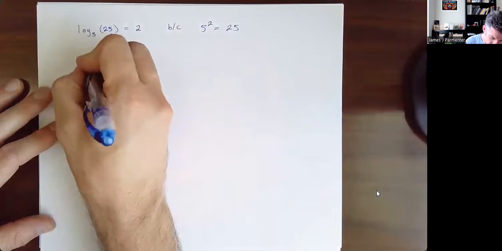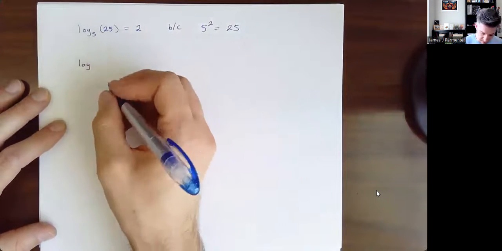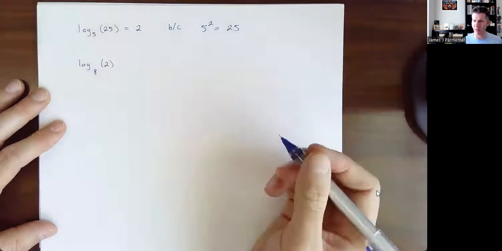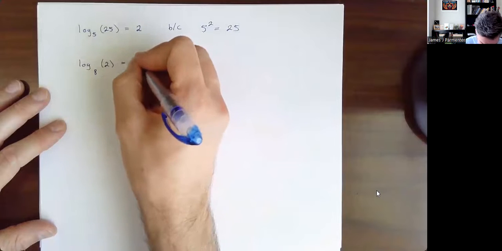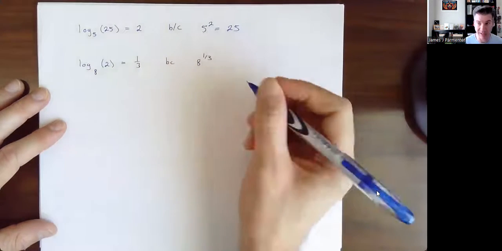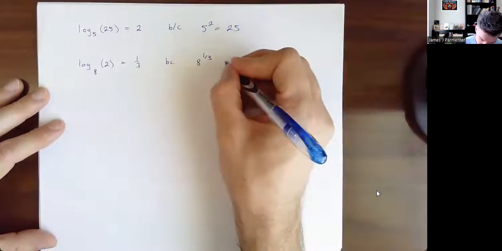Let's look at some other interesting things. Log base 8 of 2, that's kind of a backwards one, equals 1/3 because 8 raised to the 1/3, which is the cube root of 8, is just 2.